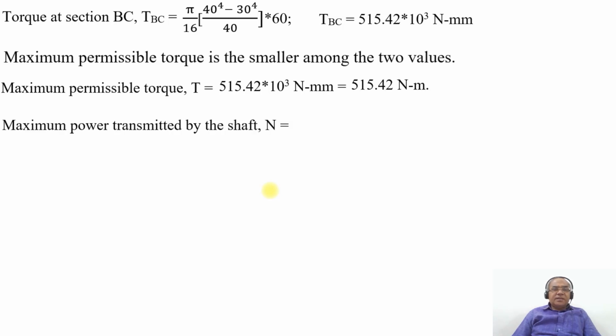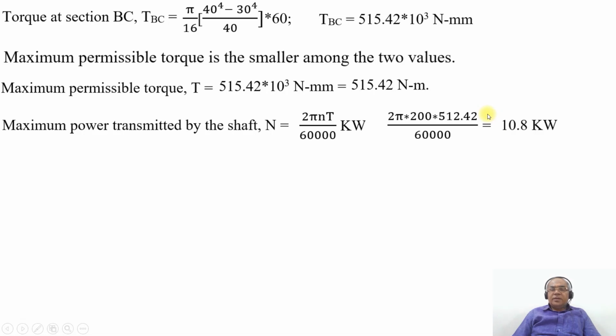So the maximum power transmitted by the shaft, capital N, will be equal to 2 pi NT by 60,000 kilowatt. So that will be equal to 2 pi into N, which is 200, into 515.42, because we need to have it in meters only, divided by 60,000, which is equal to 10.8 kilowatt.